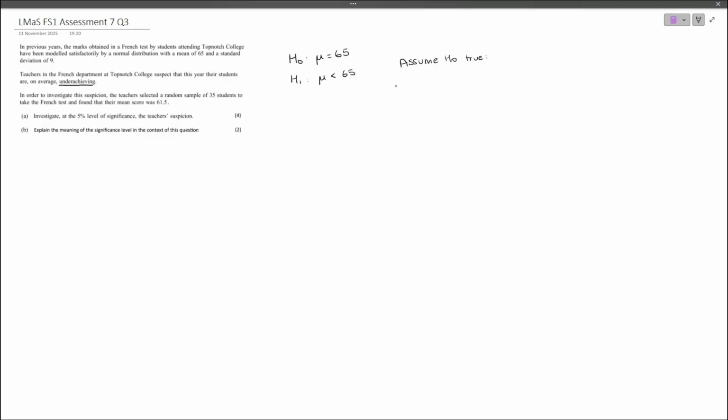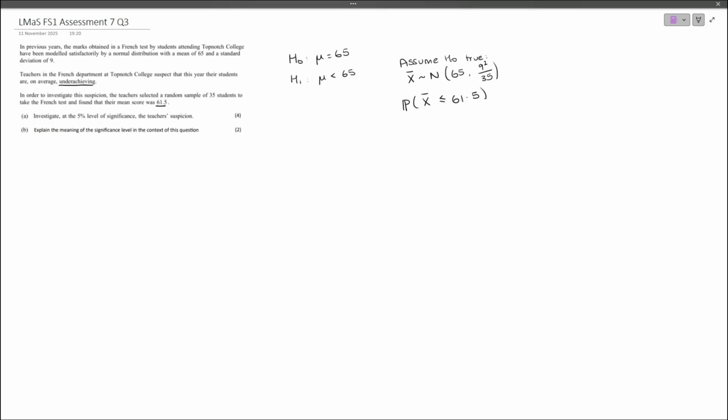And if H0 is true, X bar will be distributed normally with mean 65 and variance 9 squared over 35. And now we need to test our test statistic. So we're going to find the probability that X bar is less than or equal to, although in the case of a normal distribution, it doesn't matter about the equality part or the inequality. And we're going to test 61.5.